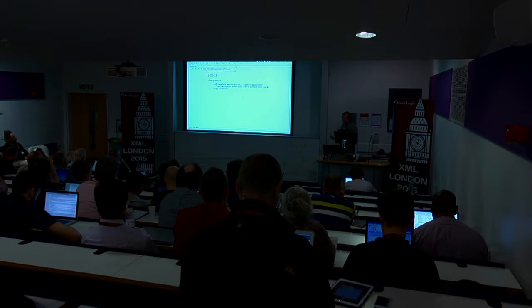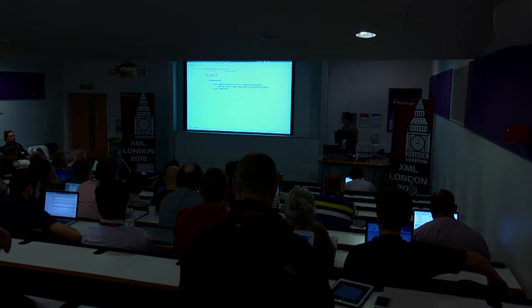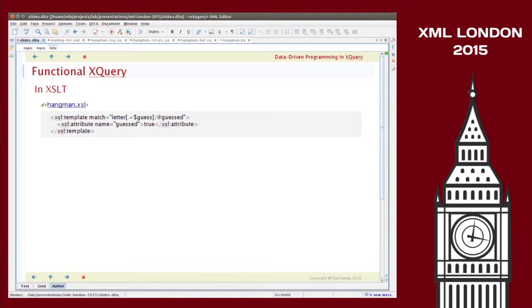So in XSLT, it would be very easy to implement this. This is the same implementation for the letter. The letter would be updated here, and if the guessed attribute is equal to the current guess, then it would become true. And if I don't define any other template, it wouldn't change if the guess attribute is not the current guess. So this would be the implementation, basically the same as what we've seen in Python.